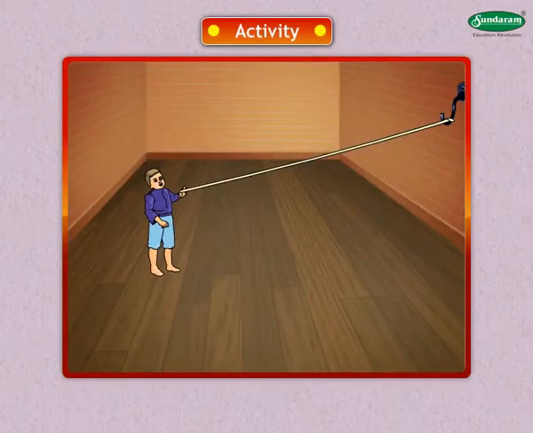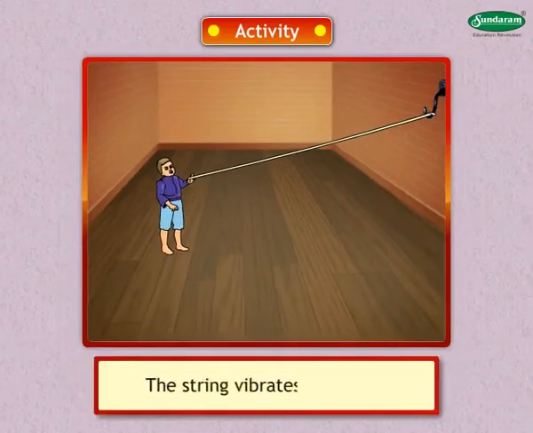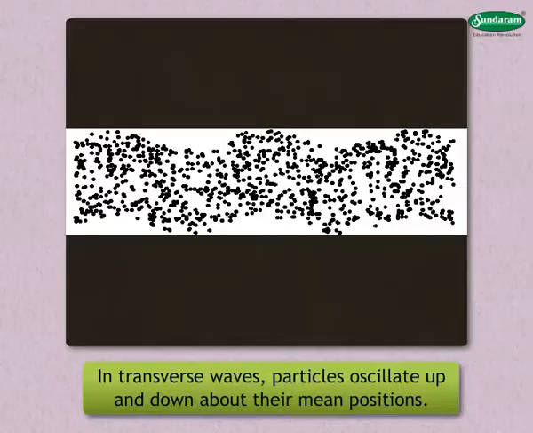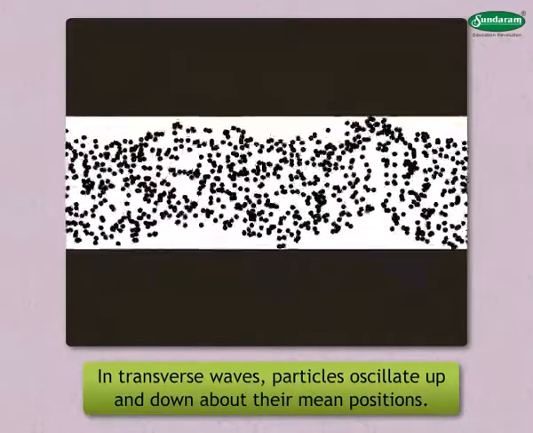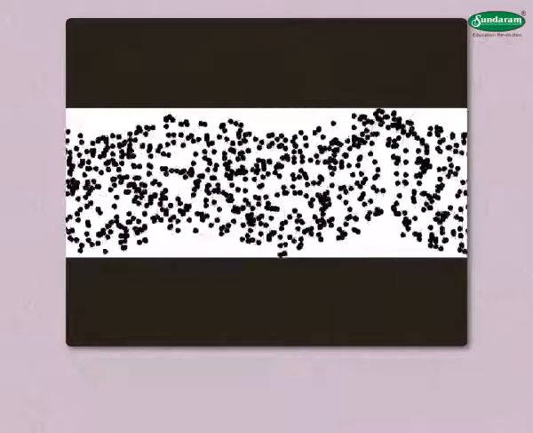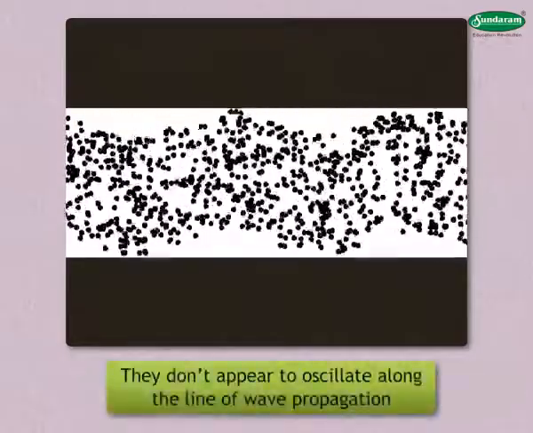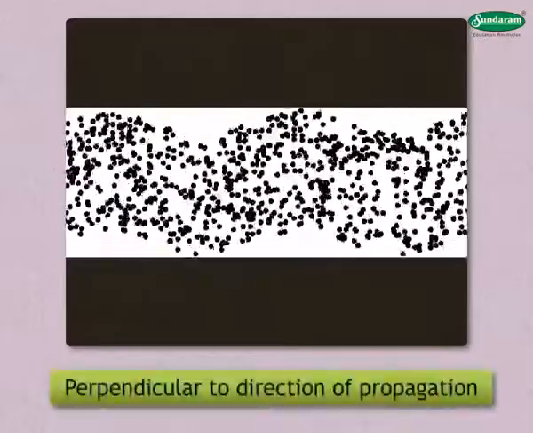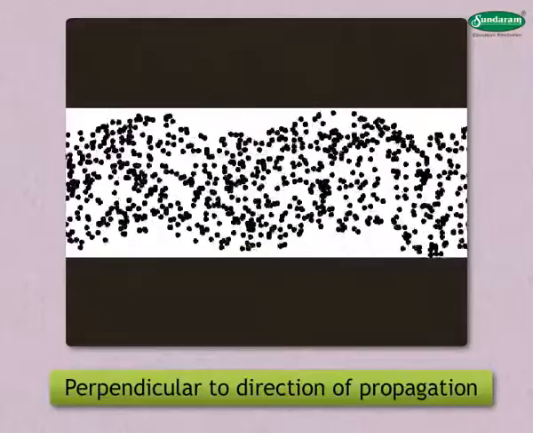What do you observe? The string vibrates vertically. The wave produced in a string is a transverse wave. In transverse waves, particles oscillate up and down about their mean positions. They don't appear to oscillate along the line of wave propagation, but oscillate perpendicular to direction of propagation.